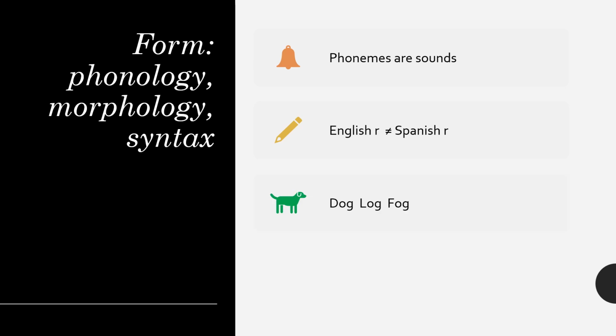Look at the words dog, log, and fog. We know that the sounds d, l, and f are phonemes because placing these different sounds in front of the root word og changes its meaning.